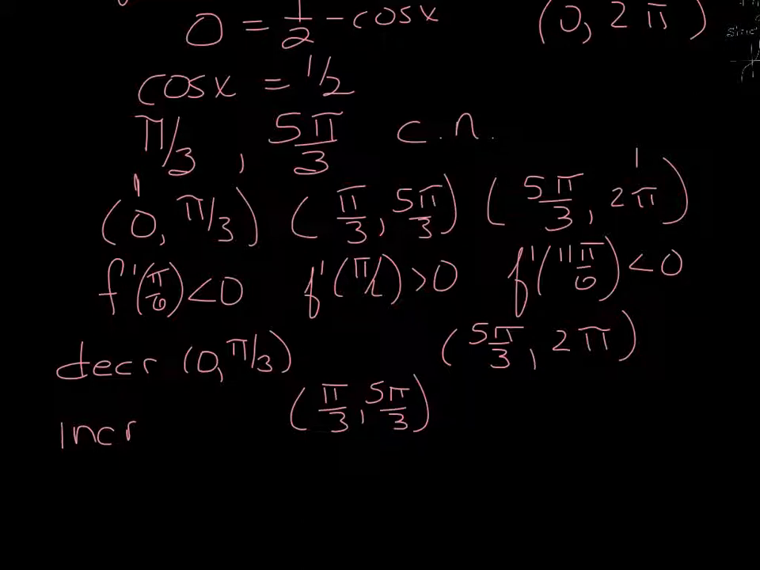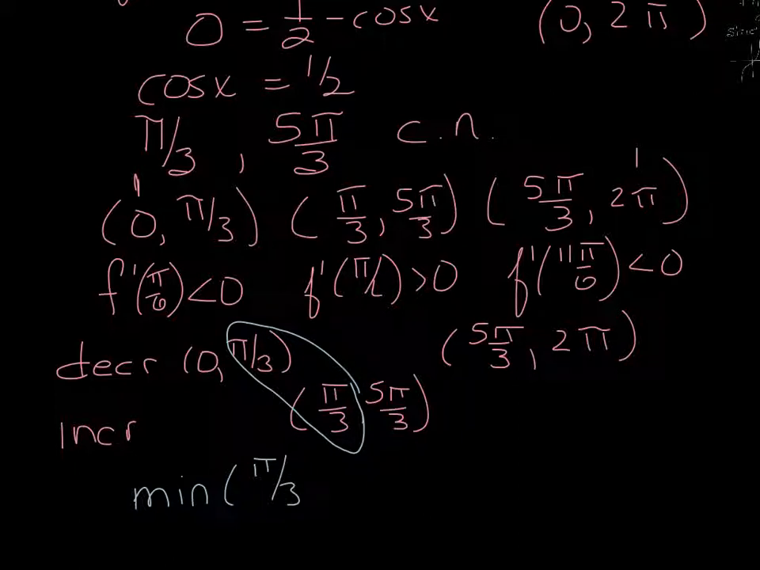It changes at pi over 3. So when x is pi over 3, do I have a minimum or a maximum? Minimum. What happens when x is 5 pi over 3? We have a maximum.